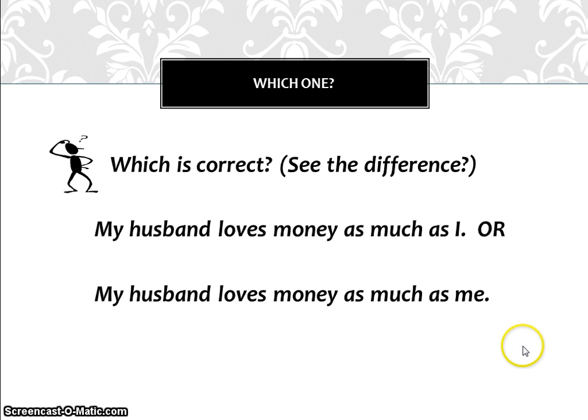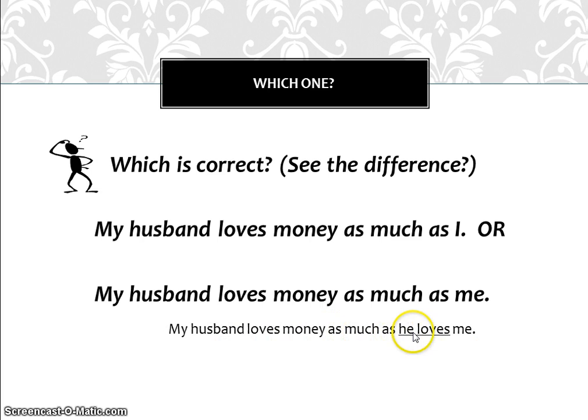Okay, so let's see which one is correct. My husband loves money as much as I, or my husband loves money as much as me. My husband loves money as much as he loves me. So we could add those words, and I would not make sense. My husband loves money as much as he loves I? No, no way. The only way this would make sense would be my husband loves money as much as I do. That would make sense.